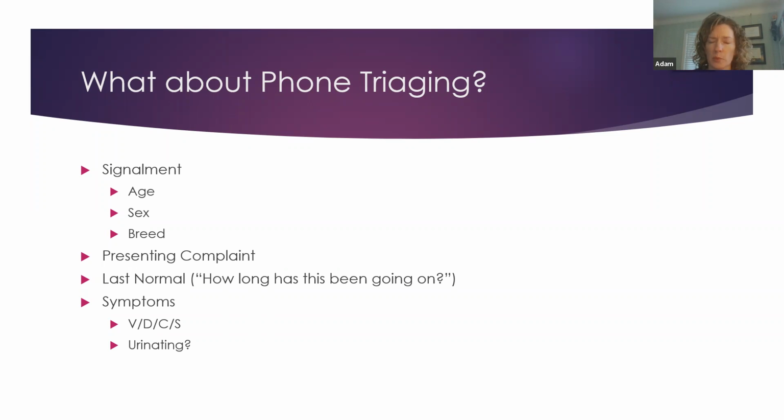And then presenting complaint and last normal, like we talked about for a regular triage, is helpful too, because chronicity can be critical to whether or not we need to see a patient right away. And then general symptoms like vomiting, diarrhea, coughing, and sneezing. And again, if they're able to urinate. Obviously, you can always collect more information if you have further questions, but those are the basic things that we're going to want to know in terms of making a decision if they need to come in.